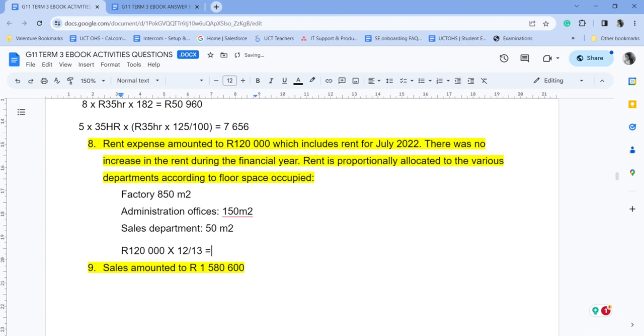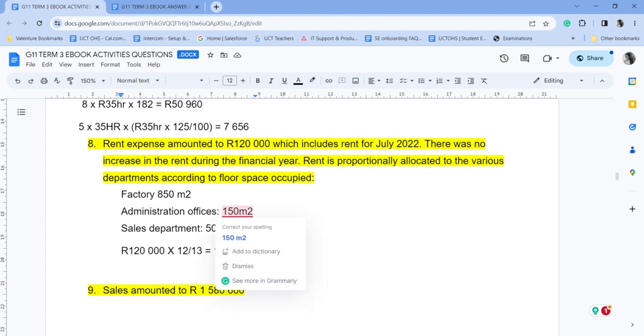120,000 times 12 divided by 13. And I get 110,769 for 12 months. So this is for the 12-month period. Okay. Am I done with this question? No, I'm not done with the question. So I have to now figure out how much of this rent is for the factory. So the information continues and says rent is proportionally allocated to the various departments according to floor spaces occupied. So the floor space for the factory is 850 meters squared.